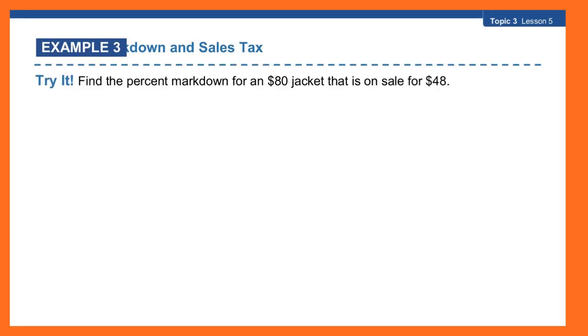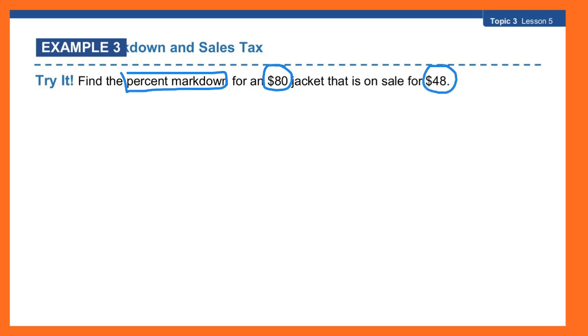All right, this is the try it on the bottom of page 175. If you're feeling confident, I want you to stop me, work it out, and then come back for checking. But if you still feel like you need a little bit of help, you follow along with me. Remember, you can always pause me if I'm going too fast for you. All right, we are going to find the percent markdown for an $80 jacket that is on sale for $48.